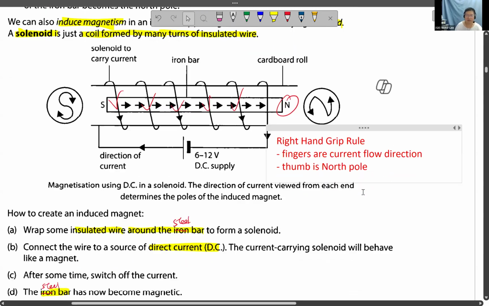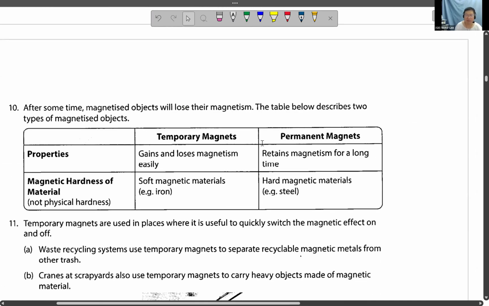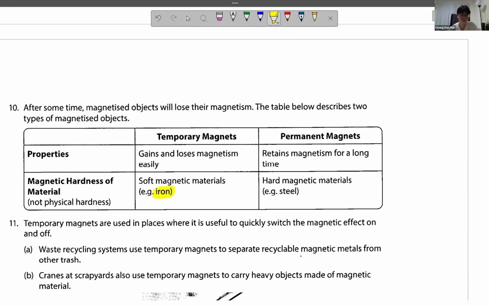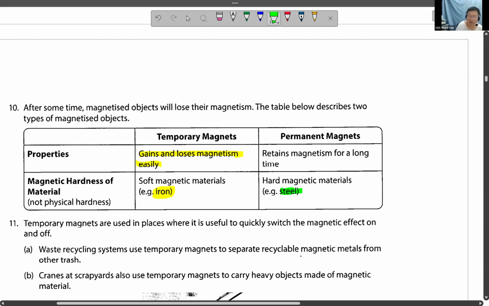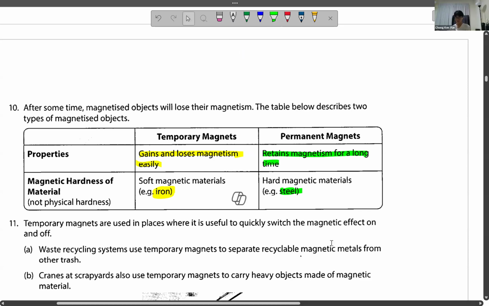All right, so that's it for this one. Now, you must understand temporary and permanent magnets. Temporary magnets, we take as soft magnetic material. Iron, a temporary magnet, gains and loses magnetism easily. You switch on, there's magnetism. You switch off, they lose magnetism. But for steel, it retains magnetism for a long period of time. So if you magnetize a piece of steel, the steel will become your magnet. It won't disappear, it stays there.